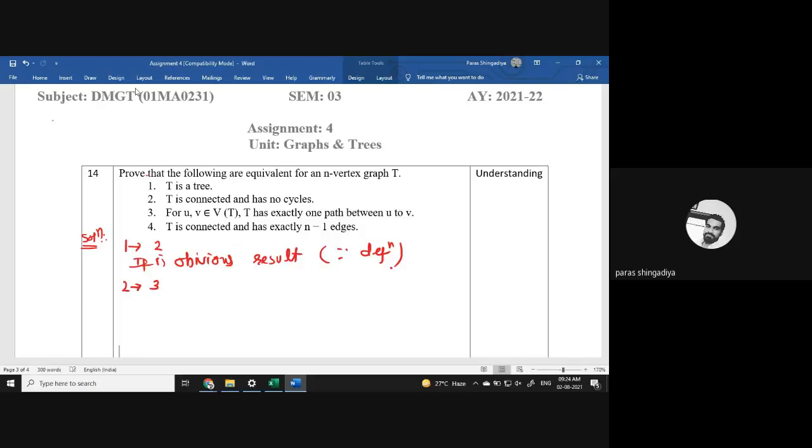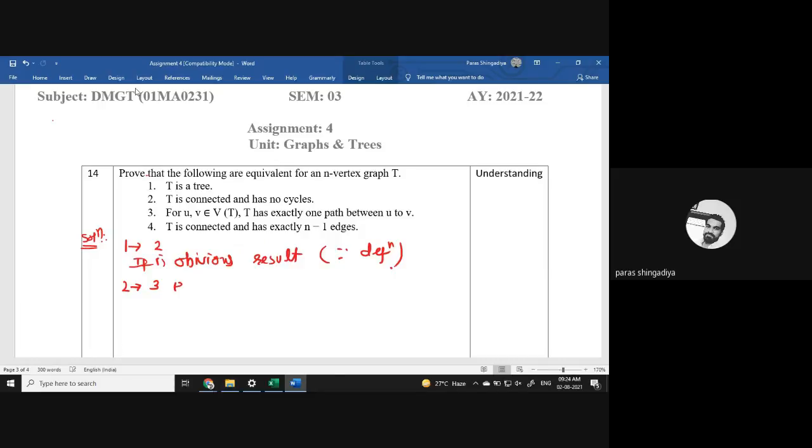Two is our supposition and we'll now prove the third one. So what is our supposition? T is connected and has no cycle. Then prove that for any u, v belonging to V of T, that is, the vertex set of the graph, T has exactly one path between u and v.